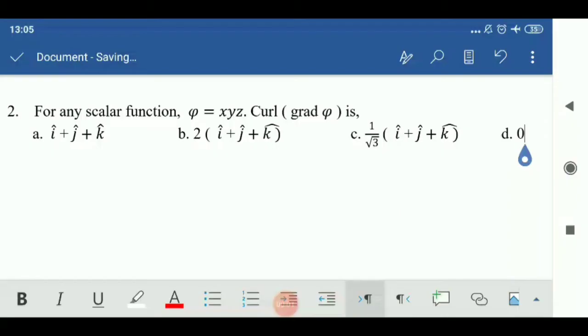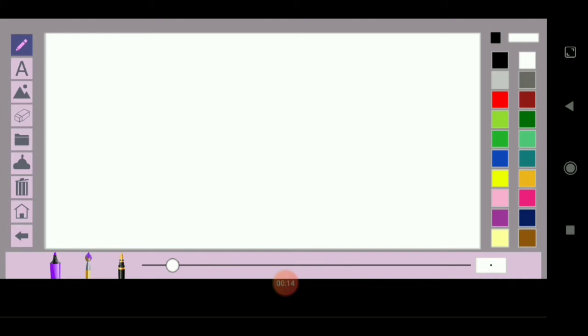So this is it. Now the second problem: for any scalar function phi equals xyz. Here a scalar function is given. Why is it scalar? Because no i hat, j hat, k hat is there, no vector form is there. So only a scalar function is there, and we have to find the curl of grad phi. For the problem, only the scalar function is given, right? So first we need to write down phi equals xyz.